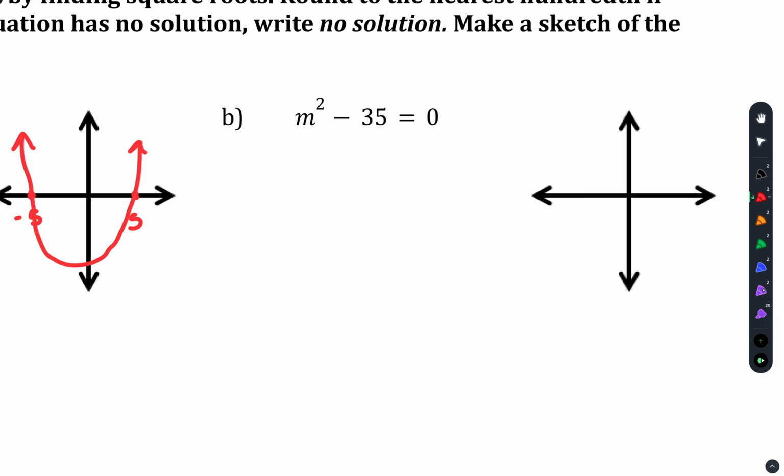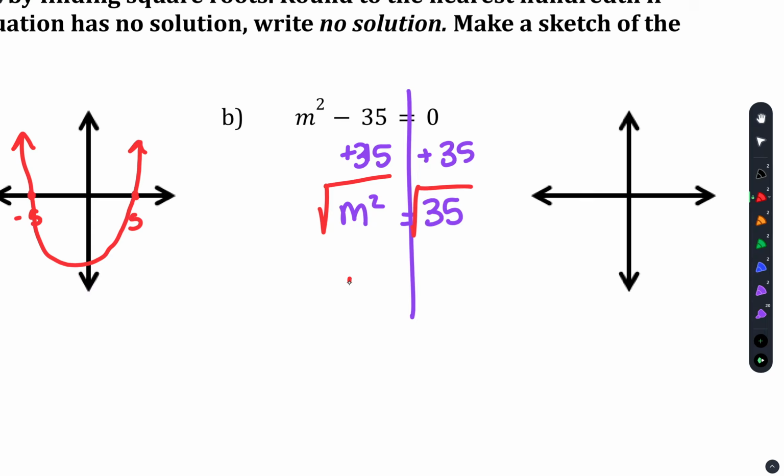B, pretty easy here. I only have one step to do, right? I only have to add 35 to this. Does 35 have a perfect square factor? No, doesn't have a perfect square. So I'm going to square root both sides, but I'm going to get plus or minus some decimal. It's going to be like 5 point something.